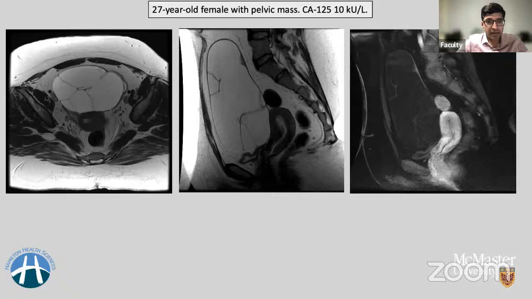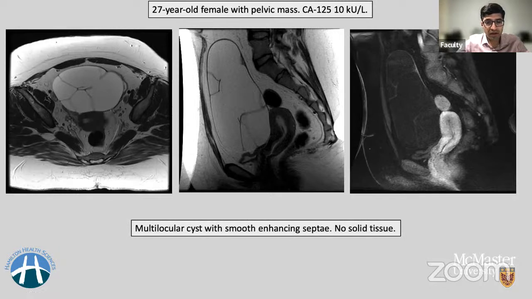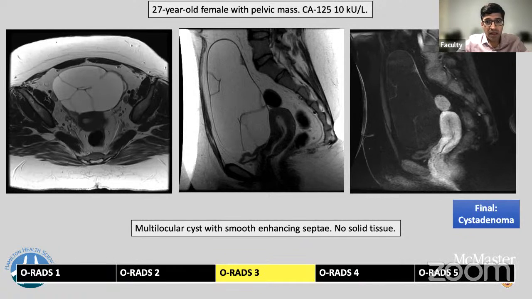Then let's look at another example here. A 27-year-old with a pelvic mass, CA-125 was around 10. You have axial T2, sagittal T2, and sagittal post-contrast T1 imaging with fat suppression technique. You can see smooth enhancement of the septae. This is a multilocular cyst with smooth enhancing septae, no solid tissue, O-RADS category 3. The final diagnosis in this case was cystadenoma. Remember, these are probably most of the time going to turn out to be ovarian neoplasms. It's just that they are not malignant.